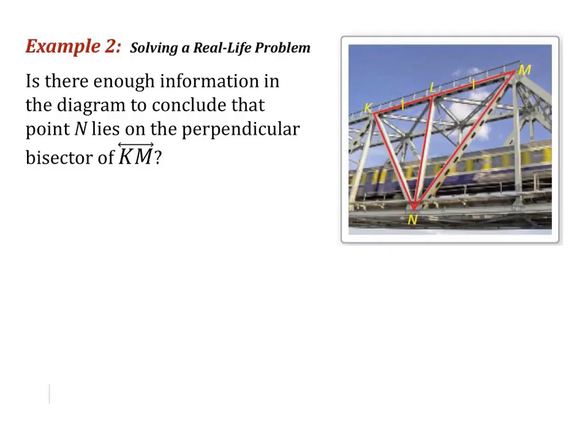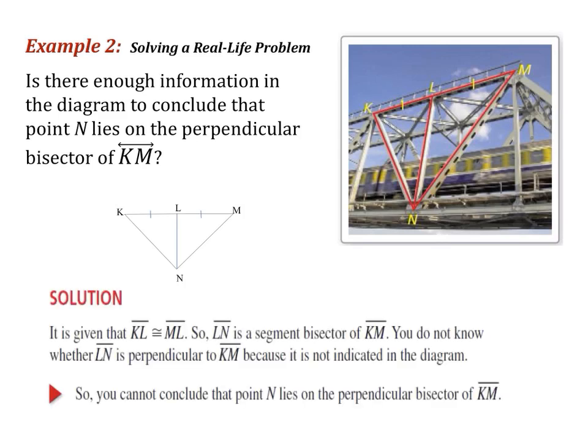Good job. Let's take a look at this real-life problem, example 2. Is there enough information in the diagram to conclude that point N lies on the perpendicular bisector of line KM? So take a moment to sketch the diagram with all the appropriate markings and labels. Conclusion: it is given that KL is congruent to ML, so LN is a segment bisector of KM, but we do not know whether LN is perpendicular to KM because it's not indicated in the diagram. So there's not enough information to conclude that N lies on the perpendicular bisector of KM.